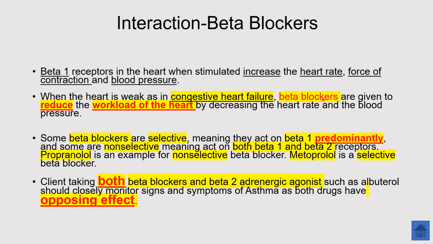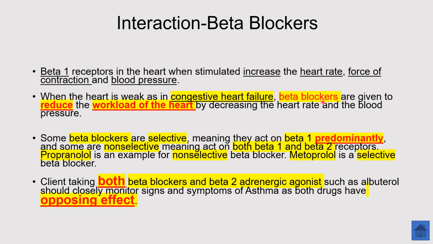What do they mean? Remember, beta blocker means it is blocking the action of the beta receptors on the heart. So they reduce the workload. They decrease the heart rate, decrease the force of contraction, and decrease the blood pressure, right? That is desirable for a patient who has congestive heart failure. But remember, if a patient is taking a beta blocker but is also asthmatic, meaning they also need the beta-2 agonist inhaler, both have an opposing effect.